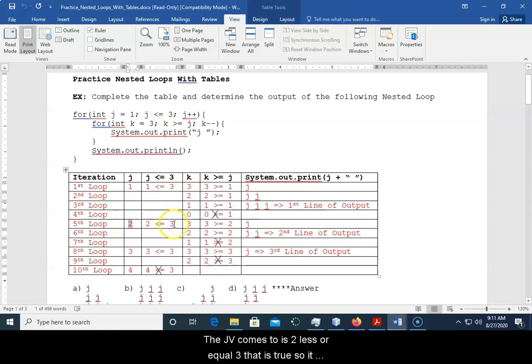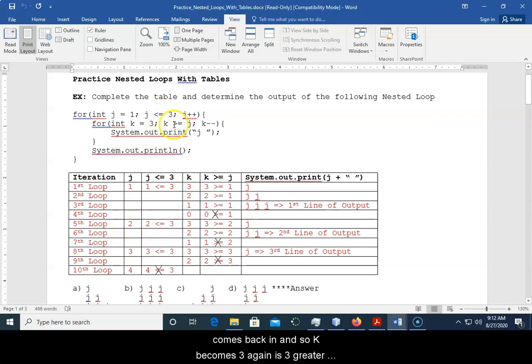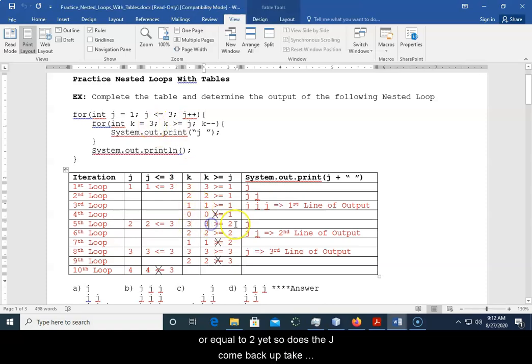Is 2 less than or equal to 3? That is true, so it comes back in. And so k becomes 3 again. Is 3 greater than or equal to 2? Yep, so it prints j, comes back up, takes 1 from k, k becomes 2. Is 2 greater than or equal to 2? Yes, prints another j, goes back up, subtracts 1 from k, k becomes 1. Is 1 greater than or equal to 2? Nope. So that's done. So the second line prints j and j like this.